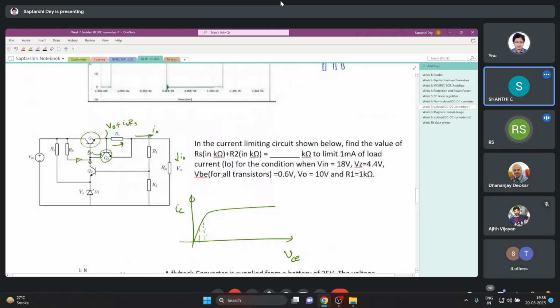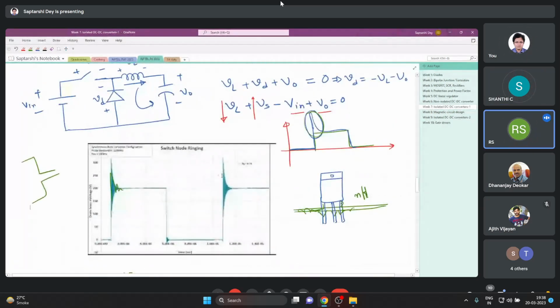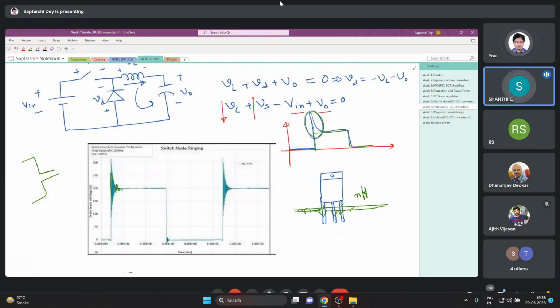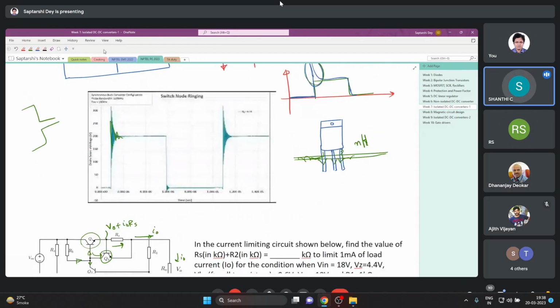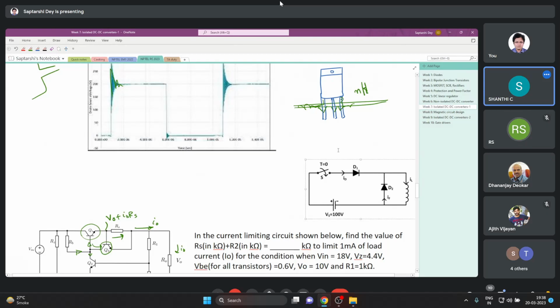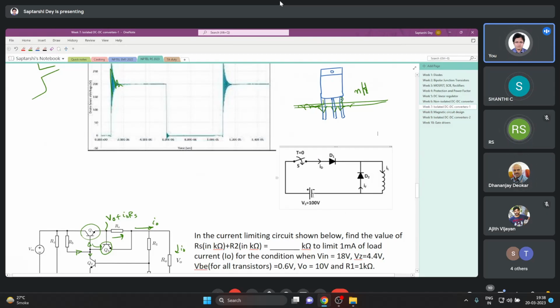Here, the inductor voltage would be L di/dt. This question, for the same thing. So when the switch is closed, the inductor voltage is Vs, 100 volt. When it is off, that is zero.